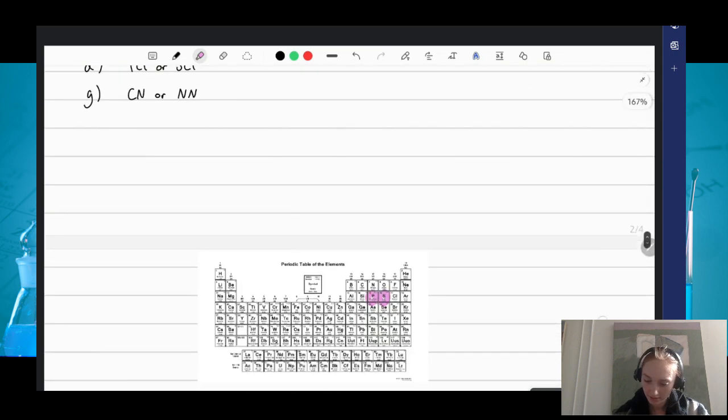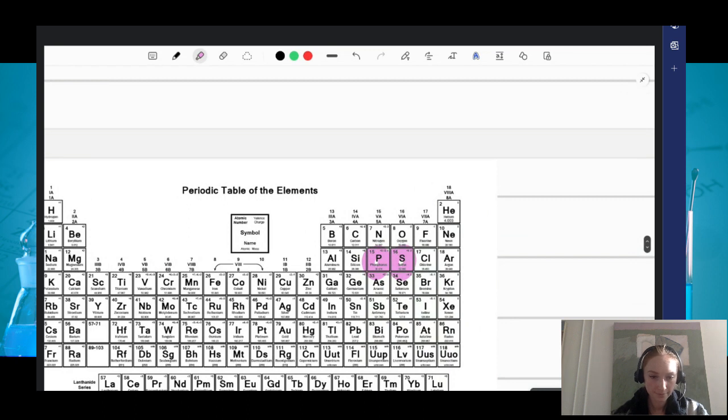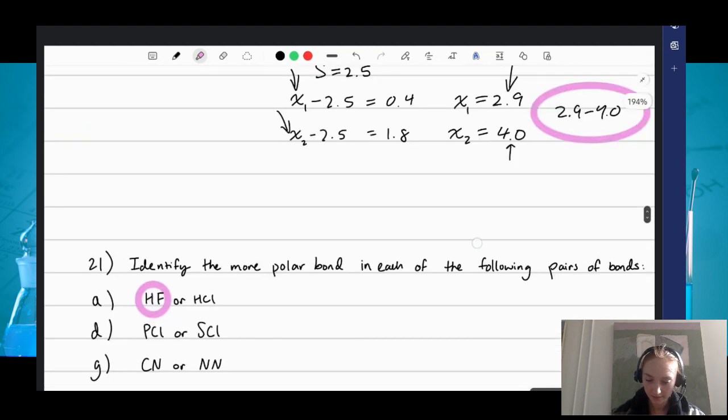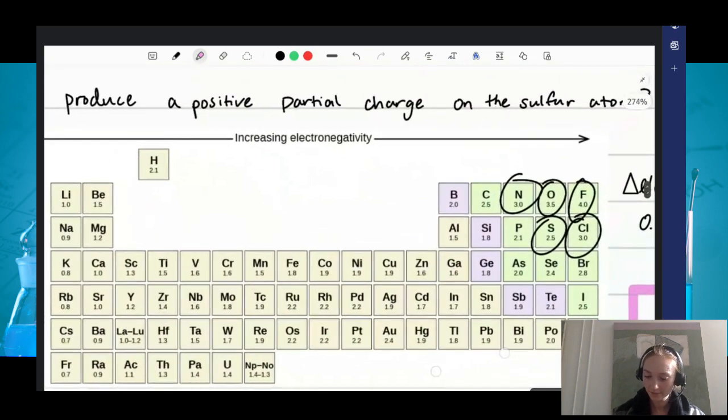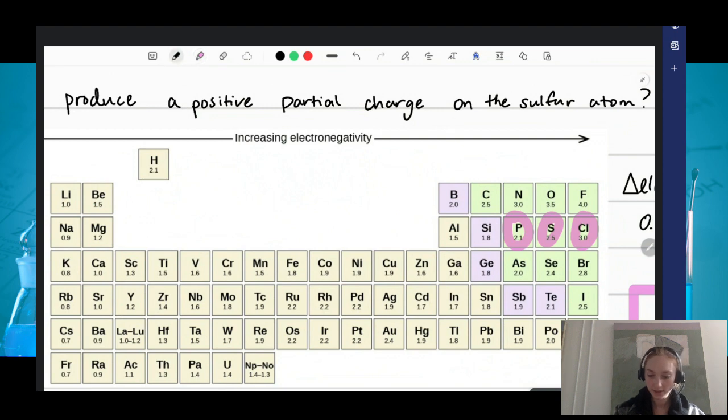Or sorry, let's look at that again. I believe it's going to be... Let's go over this again. If we go to the electronegativities, I wrote down a different answer than I'm thinking now. So let's look at what the actual values between them would be. So we have PCl and SCl. The difference between Cl, chlorine, and sulfur is going to be 0.5. And the difference of chlorine and phosphorus is going to be 0.9.